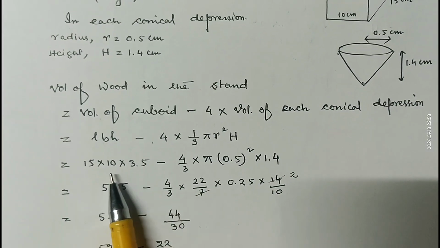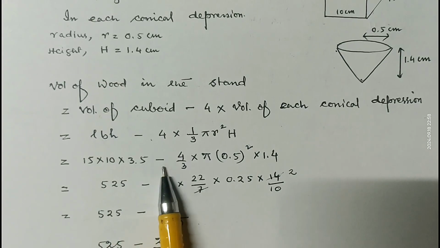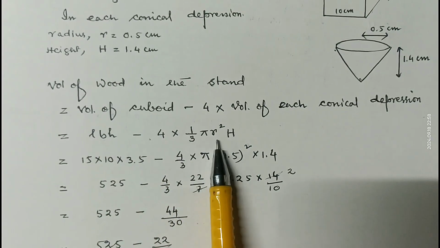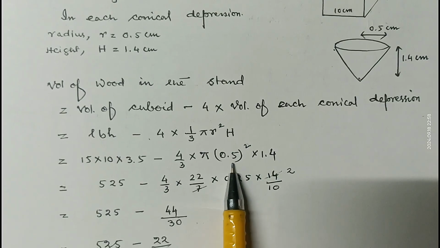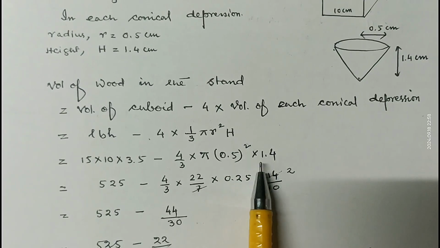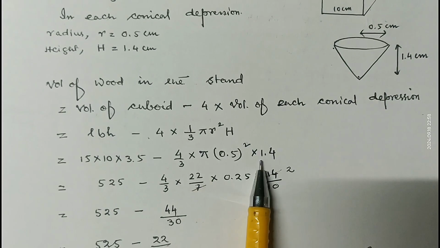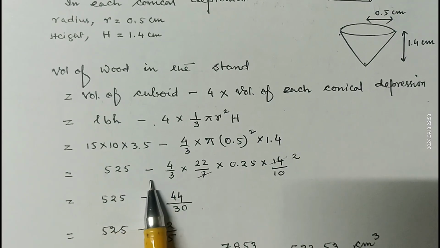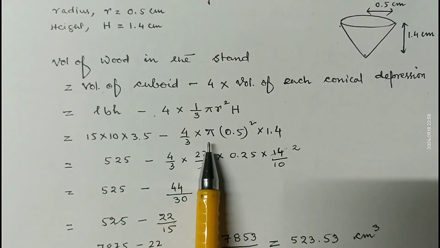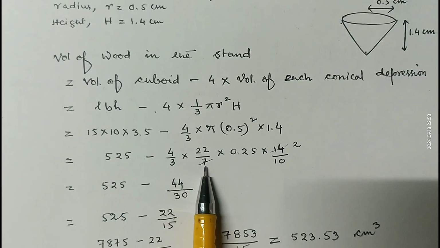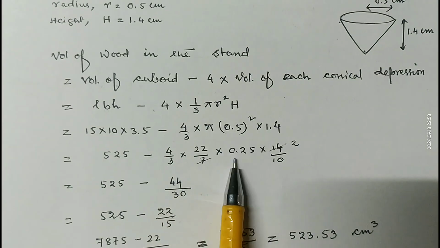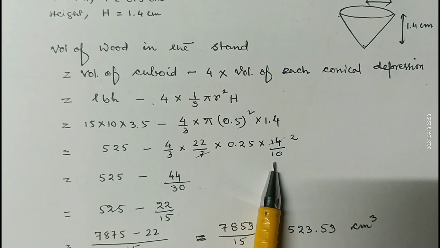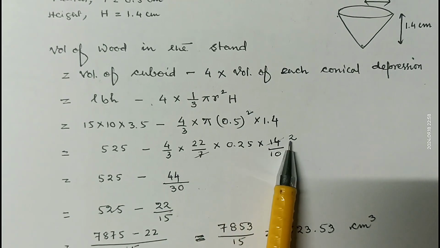So 15 into 10 into 3.5 minus 4 into 1 by 3 into pi. Radius is 0.5 in case of cone, so 0.5 square. Height of the conical depression is 1.4. So if I multiply these 3, it will be 525 minus 4 by 3. Instead of pi, we can write 22 by 7 into 0.5 square is 0.25 into 1.4 can be written as 14 by 10. Now 7 twos are 14.